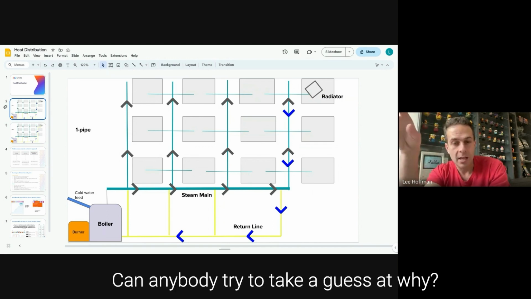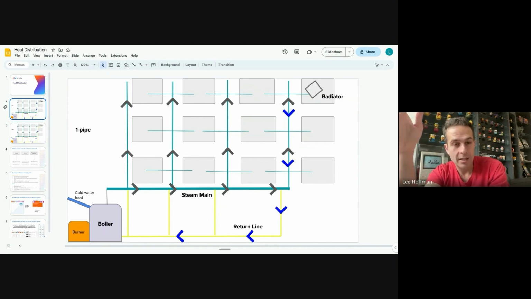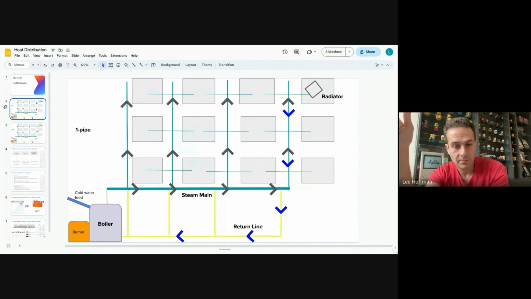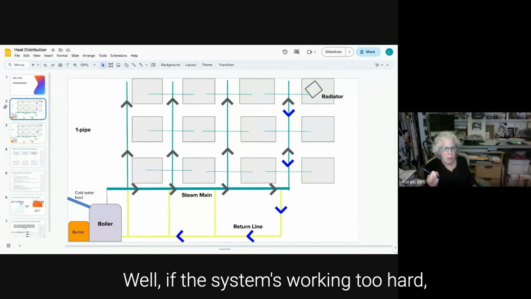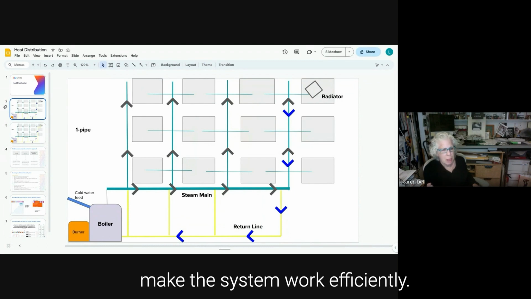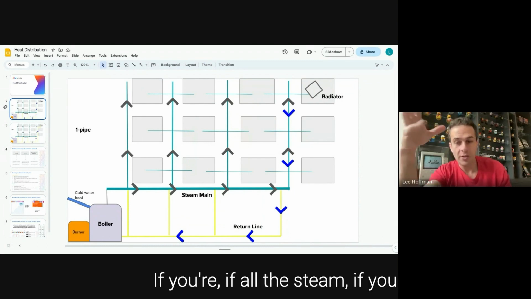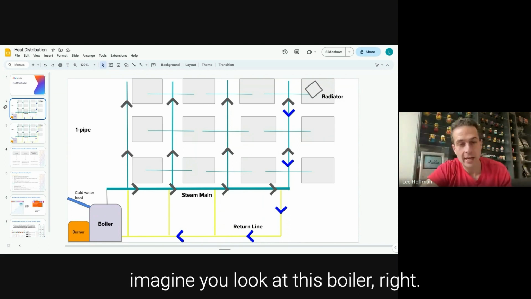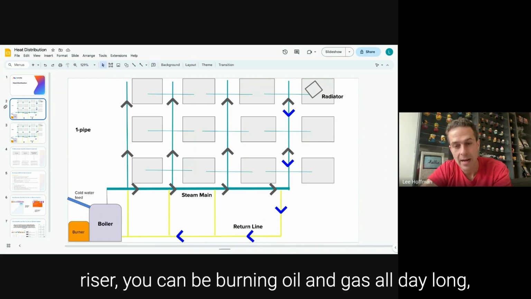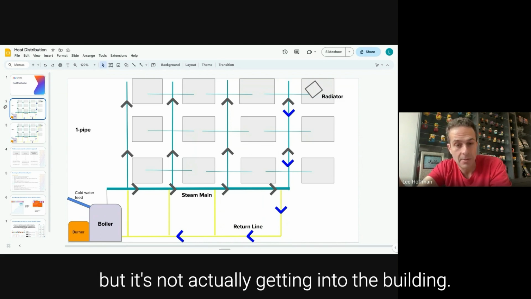Can anybody try to take a guess at why this is so critical for saving money? Well, if the system's working too hard, it's going to require more energy to make the system work efficiently. Correct. If you imagine you look at this boiler, and all the steam is getting trapped at this beginning section, before it even gets to the risers or the beginning part of the riser, you can be burning oil and gas all day long, but it's not actually getting into the building.